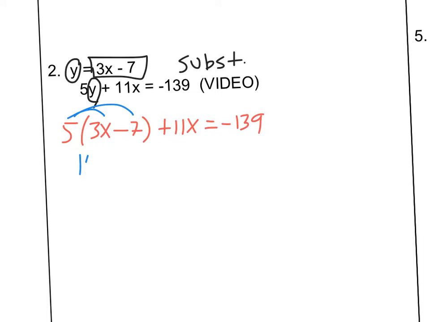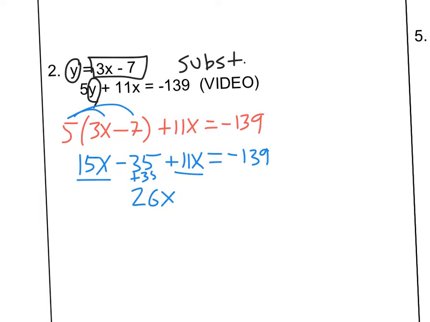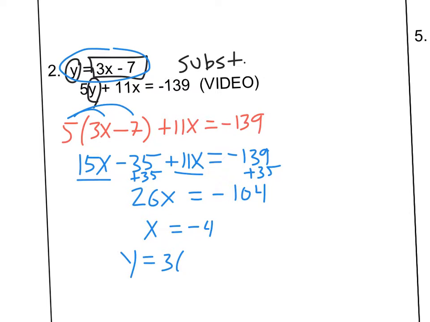That's going to be 15x minus 35 plus 11x is equal to negative 139. Combining those, I get 26x. I'm going to add 35 to both sides, and that's equal to negative 104. When I divide both sides by 26, I get x is equal to negative 4. And then I've got to plug it back in. So y is equal to 3 times negative 4 minus 7, which is negative 19.